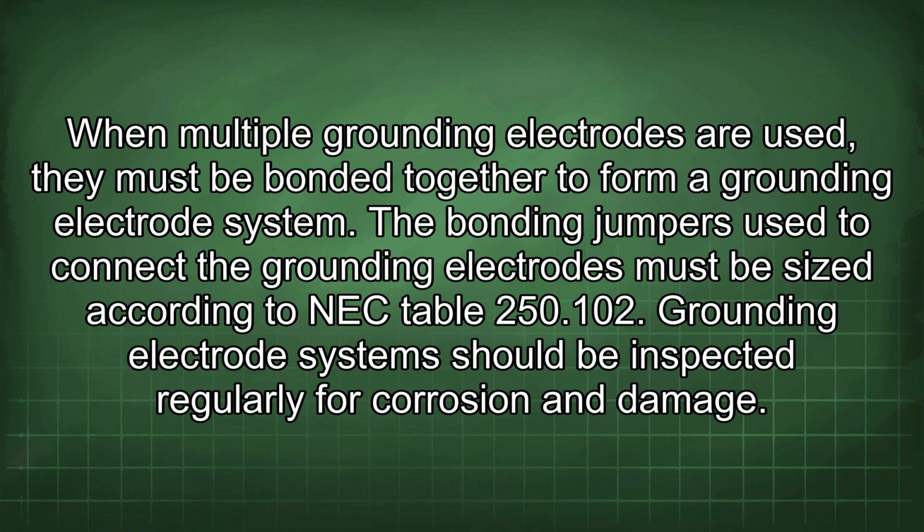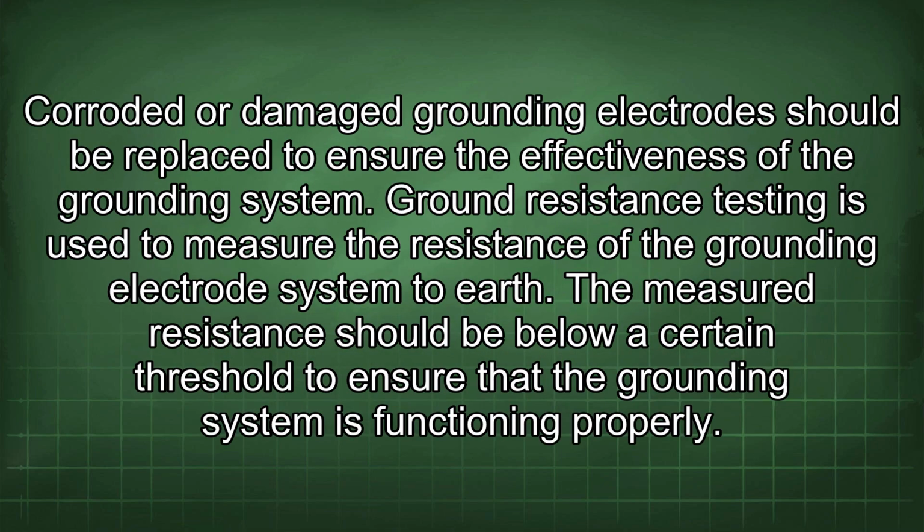The bonding jumpers used to connect the grounding electrodes must be sized according to NEC Table 250.102. Grounding electrode systems should be inspected regularly for corrosion and damage. Corroded or damaged grounding electrodes should be replaced to ensure the effectiveness of the grounding system.